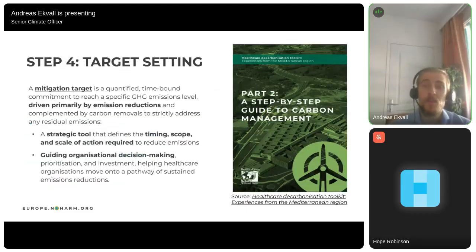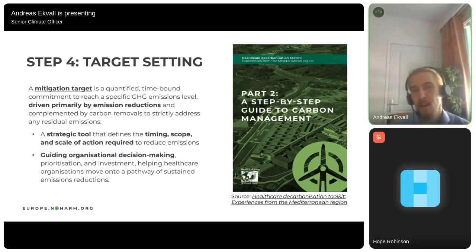Step 4 specifies what the mitigation target is, and it is a quantified time-bound commitment to reach a specific greenhouse gas emission level. Crucially, it should primarily be driven by direct emission reductions and complemented by carbon removals to strictly address any remaining residual emissions.